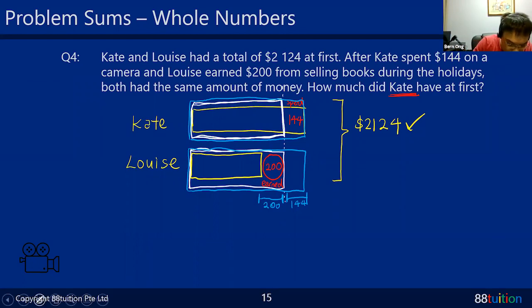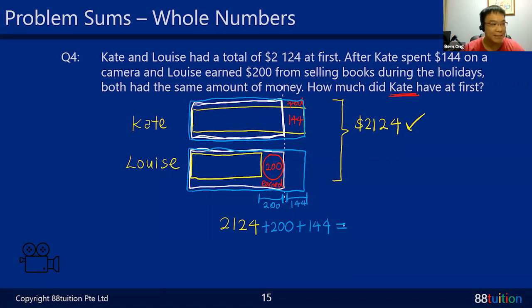So this 2124, right? 2124 consists of the yellow color portion. I purposely add back the 200 for Louis, plus another 144 for Louis, to give me what? As I say, adding seems to be a bit easier. So 2124 plus 200 plus 144.